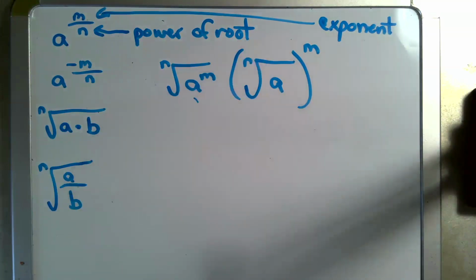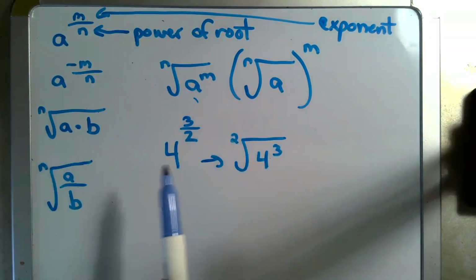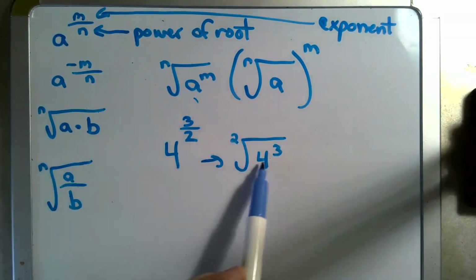Let's take a look at an example of that. 4 raised to the 3 halves. Okay, the first thing I'm going to do is rewrite this. I'm going to rewrite that as the square root of 4 to the 3rd.